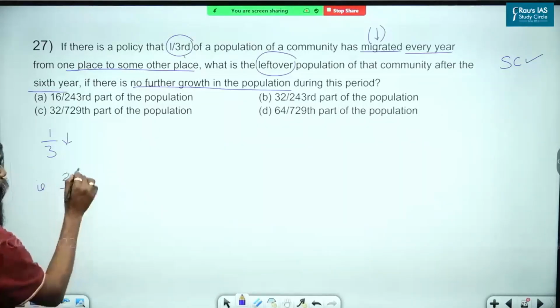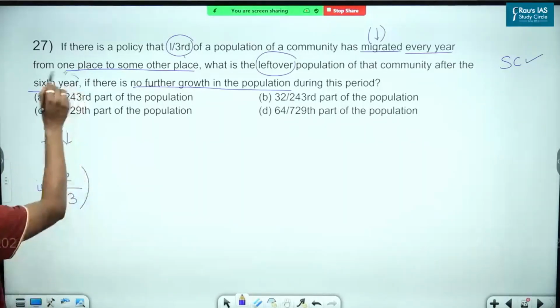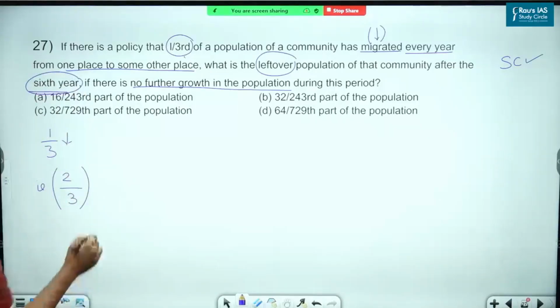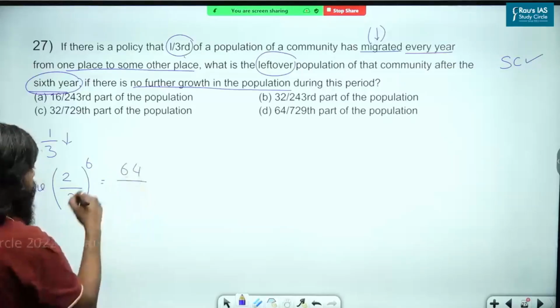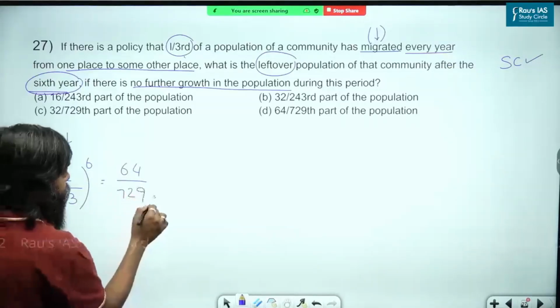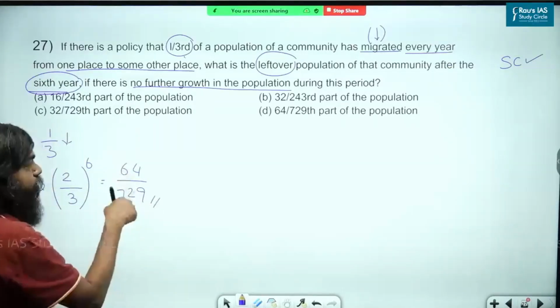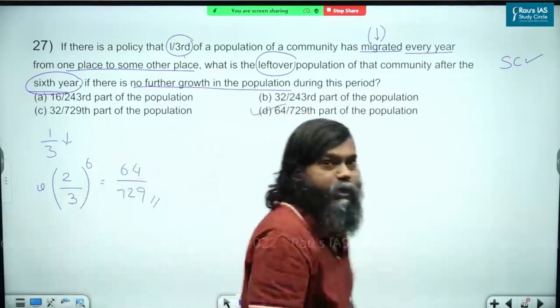2 by 3 after 1 year, but the question asks for the total number of years. 6 years, so power 6. 2 power 6 is 64, 3 power 6 is 729. This much population is left out after 6 years. This is the answer. Do you understand this?